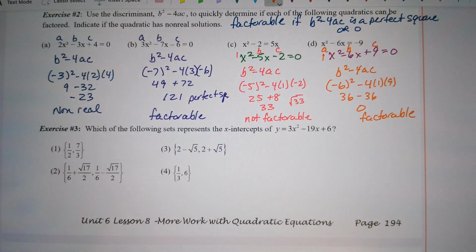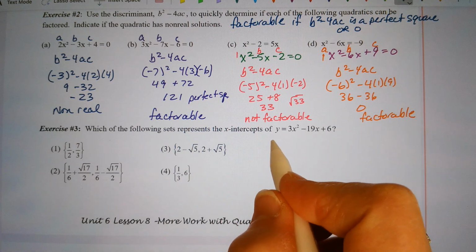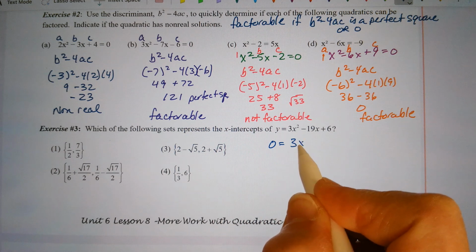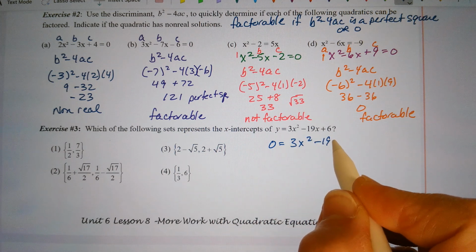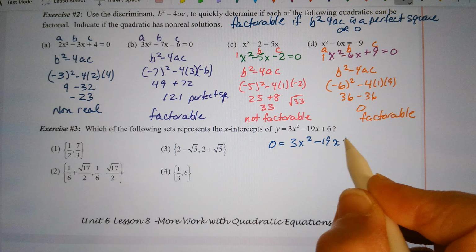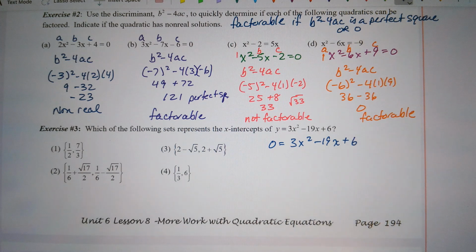Which of the following sets represents the x-intercepts? Well, whenever you're looking at an x-intercept, that means the y value is 0. So replace y with 0, and let's solve this. My preference is always try to factor first. So I'm going to see, is this factorable?